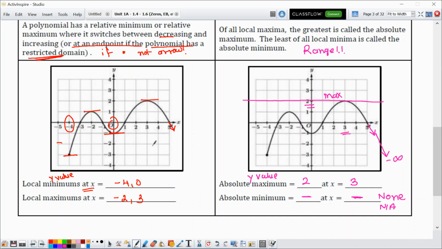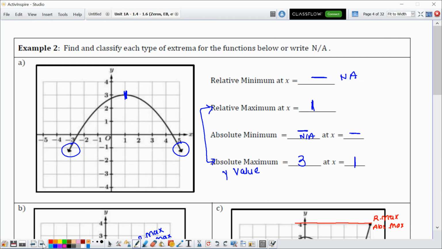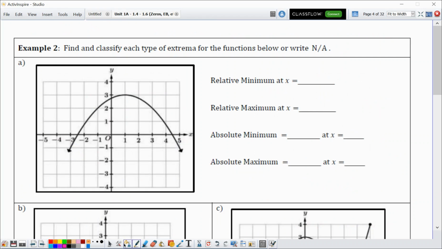So one more time, there are two minimums and two maximums. Out of these two maximums, the greatest is the absolute. Out of these two minimums, the graph keeps going forever, so there is no absolute minimum. Let's take a look at one more example.